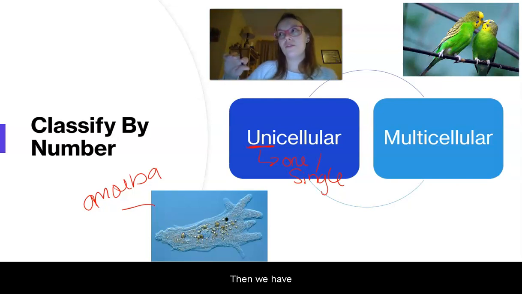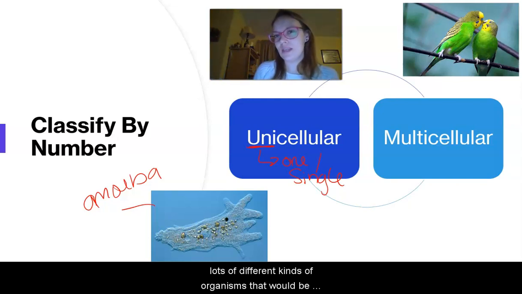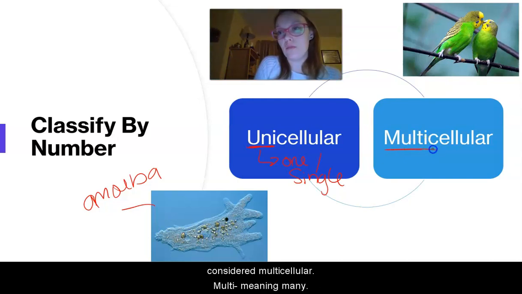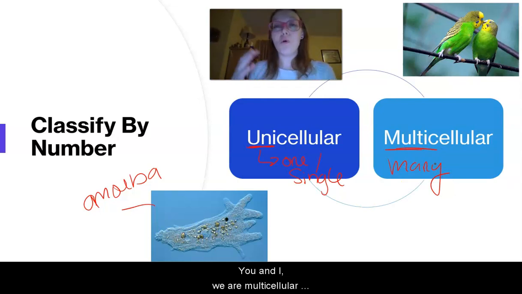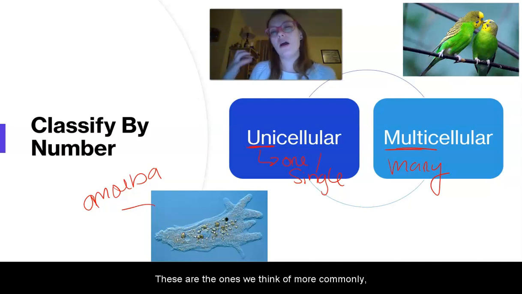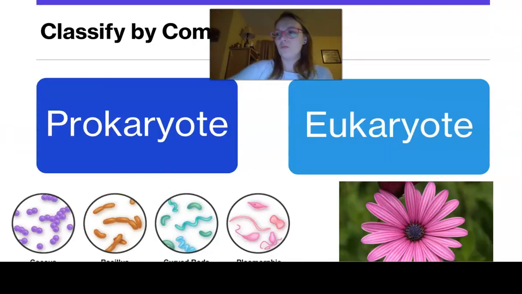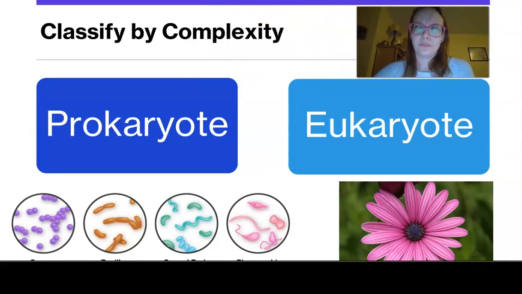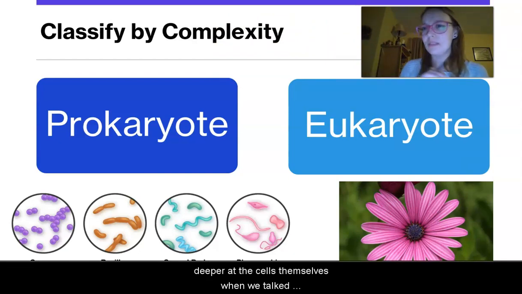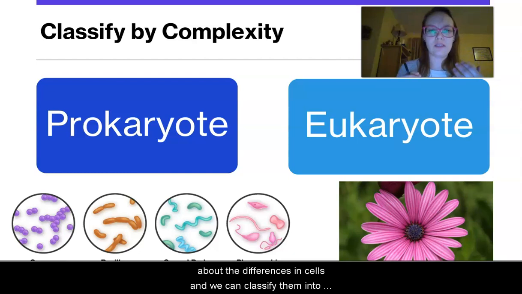Then we have lots of different kinds of organisms that would be considered multicellular, multi meaning many. So you and I, we are multicellular organisms. We are organisms composed of many, many, many different cells. These are the ones that we think of more commonly, like plants and animals. Different fungus are multicellular as well. So we can also look deeper at the cells themselves when we talk about differences in cells.